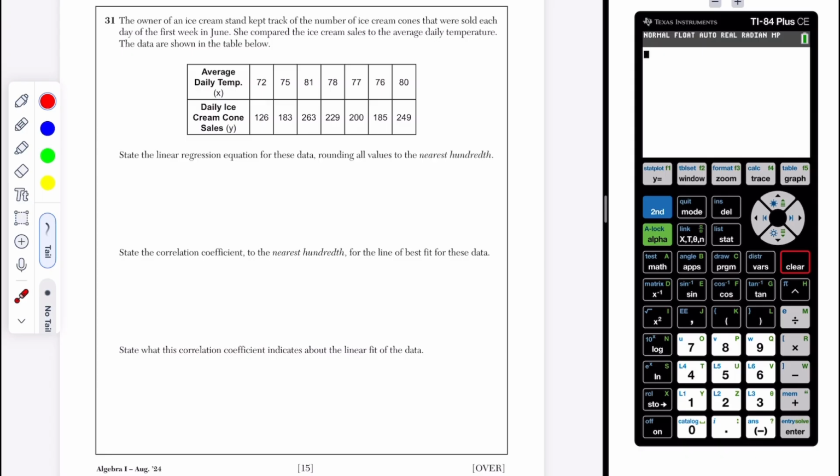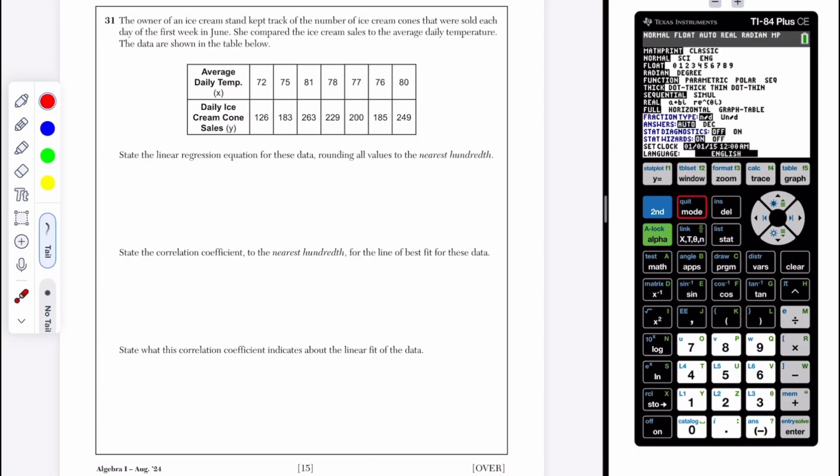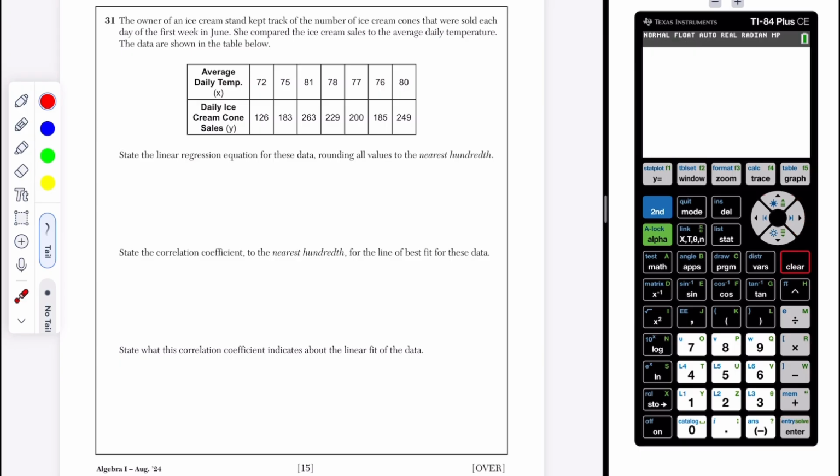So first thing you're going to do is go to mode, and I want you to go down to where it says stat diagnostic, and just make sure, oops, I passed it, that it is hit to on. So make sure that is there, and then you can clear out. That's the first thing you're going to do.